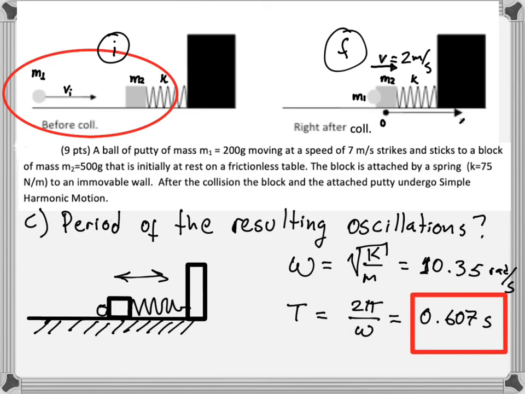But we're looking for the period. But if you know omega, you know the period, because they're simply related by period is 2 pi divided by omega. So that gives you 0.607 seconds for the period of these oscillations. All right, that's it.